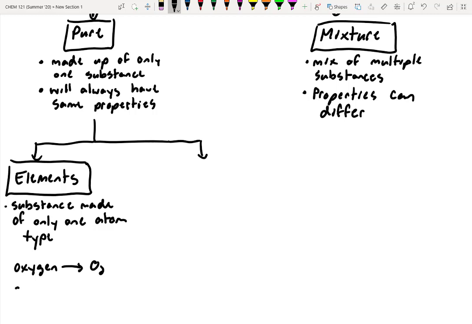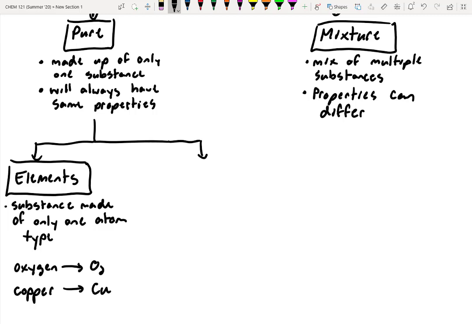We could also look at copper. Copper, if you look at it on the periodic table, has the elemental symbol Cu. So copper pipes are made up of a bunch of copper atoms. So even though we could have a lot of copper or a little bit of copper, it's made up of only one atom type, so it would fall in this element category.